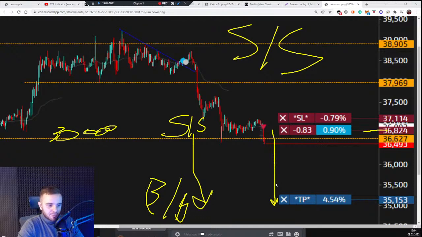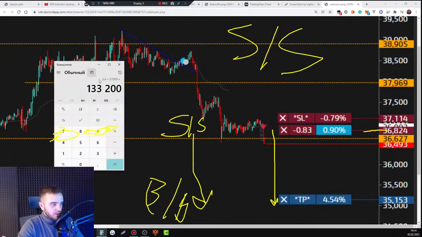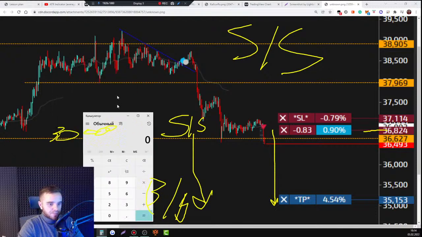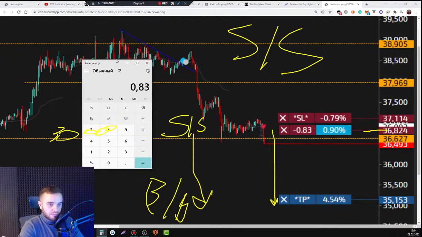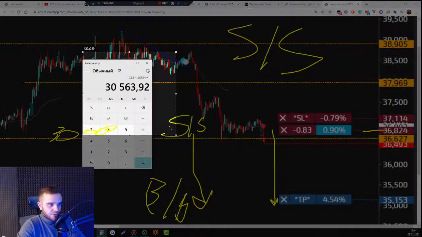I make money. Let's calculate this with real numbers, not fake numbers. 0.83, we multiply by 36,824. It was my position size, 30,563.